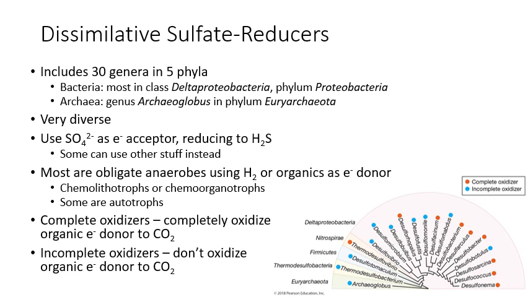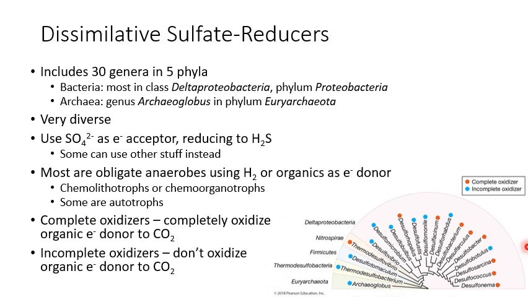You actually do have 30 different genera that can do dissimilative sulfate reduction in 5 different phyla, one of them an archaeal phylum. So that is a lot, but compared to the overall amount of bacteria that are out there, it's not that much. So for archaea, the dissimilative sulfate reducers are in the genus Archaeoglobus in phylum Euryarchaeota. For bacteria, most of those genera are in class Delta Proteobacteria, which is in the phylum Proteobacteria.